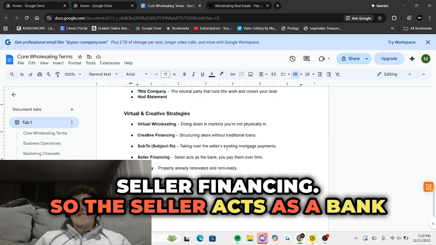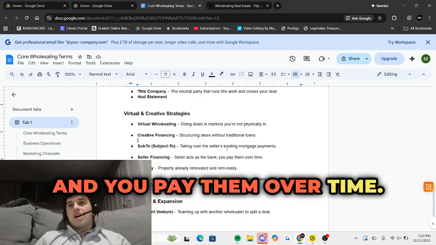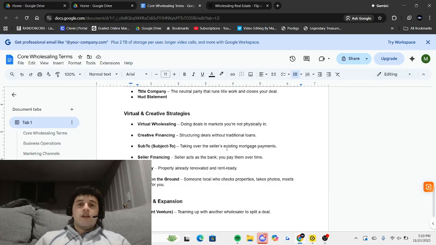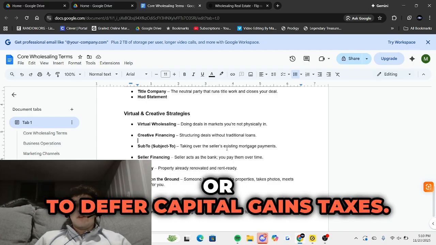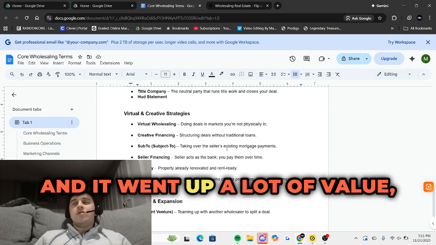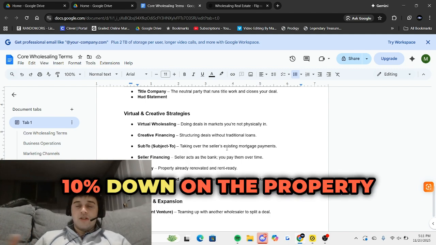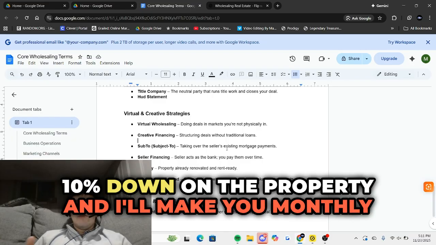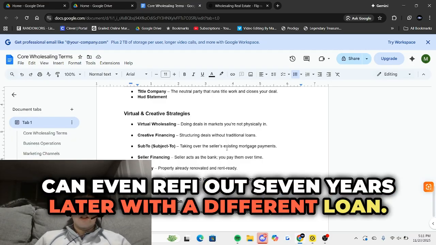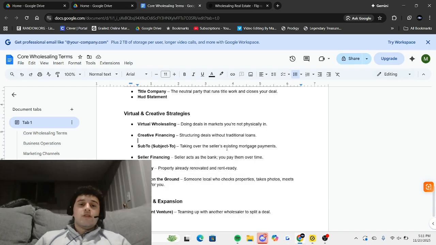Seller financing. So the seller acts as the bank and you pay them over time. A lot of times, sellers may want this to avoid capital gains taxes, or to defer capital gains taxes. Say there's a house, and it went up a lot in value. You can tell them, I'll put 10% down on the property and I'll make you monthly payments. And then a lot of times you can just refi out 7 years later with a different loan from a bank.